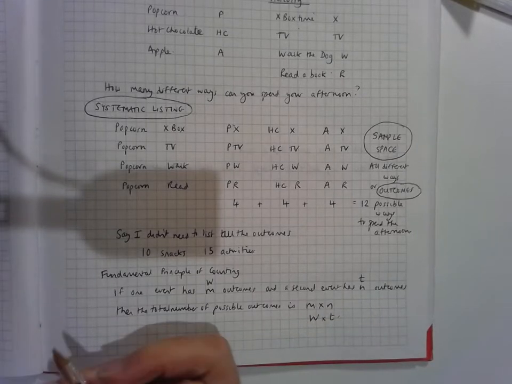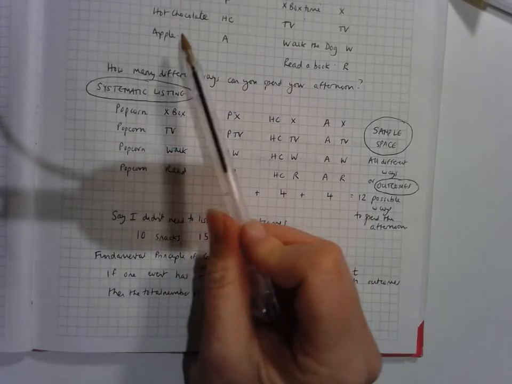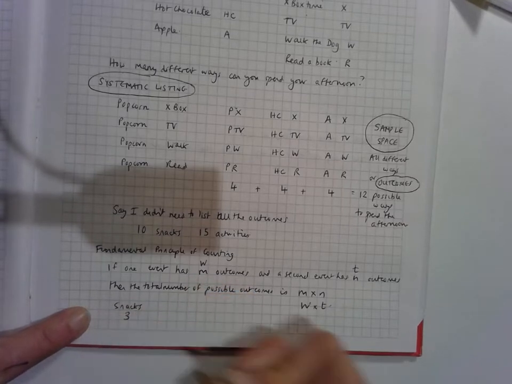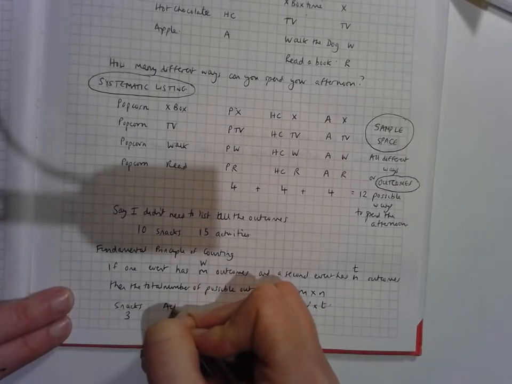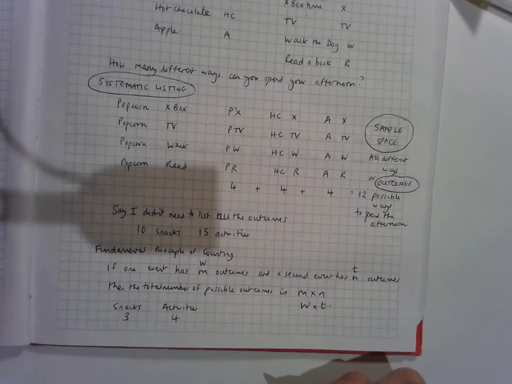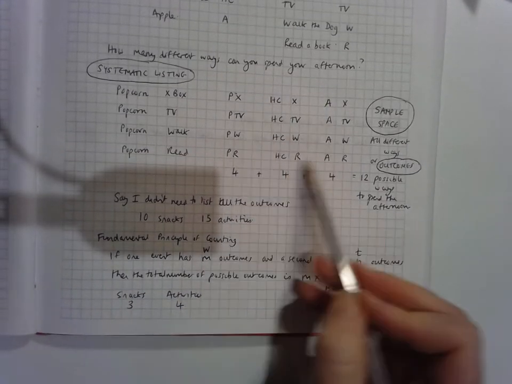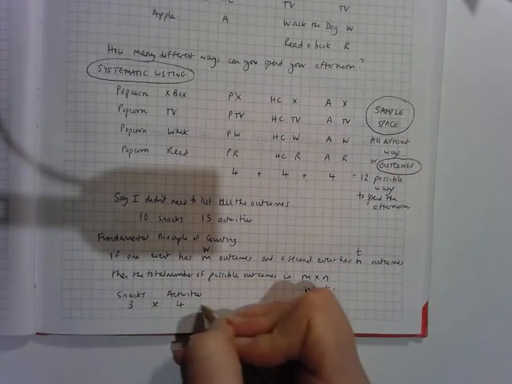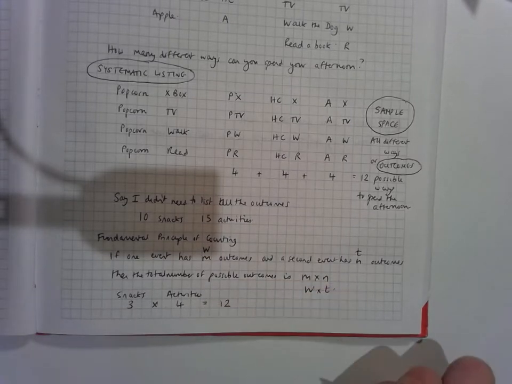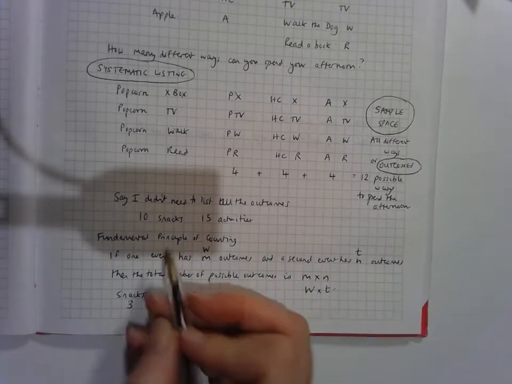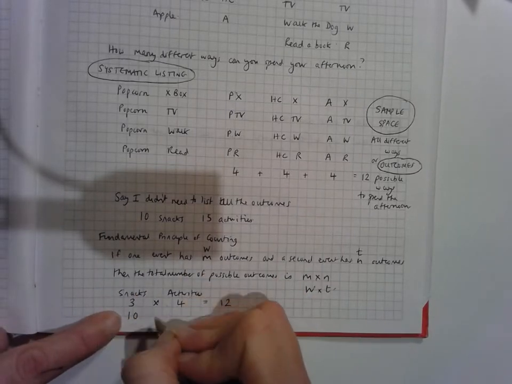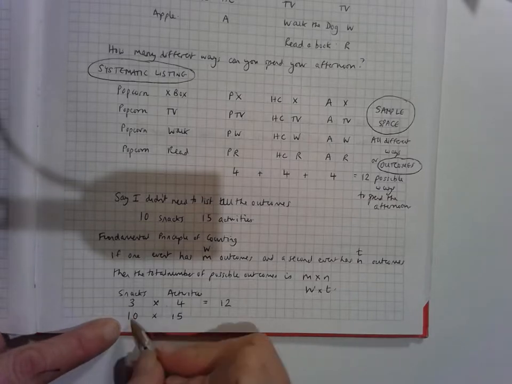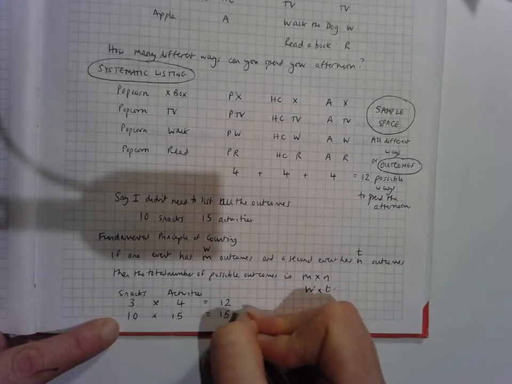So if we go back to my example up here, what does that mean? For my snacks, the first example, I had 3 snacks and 4 activities. The fundamental principle of counting says, instead of listing all of these, which I might have to do anyway, I can find that the number of possible outcomes is 3 times 4, which is 12. And if it increased to 10 snacks and 15 activities, the number of outcomes I would have had to list would be 10 by 15, which is 150 outcomes.